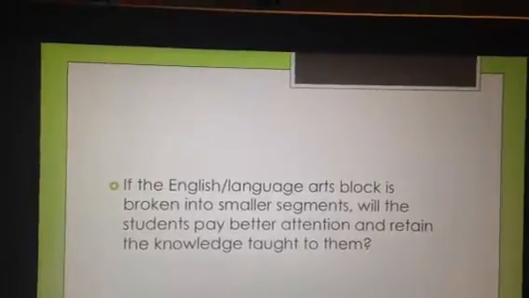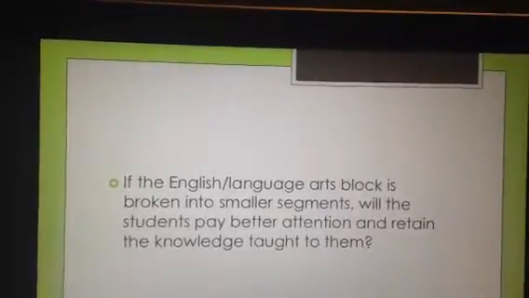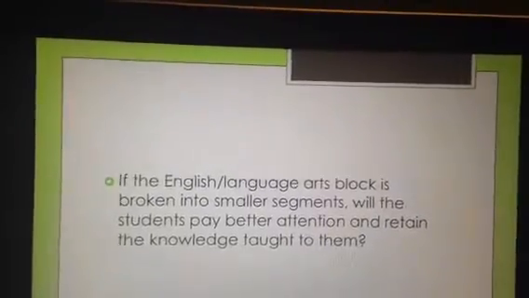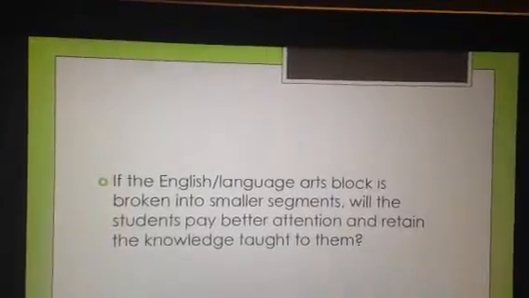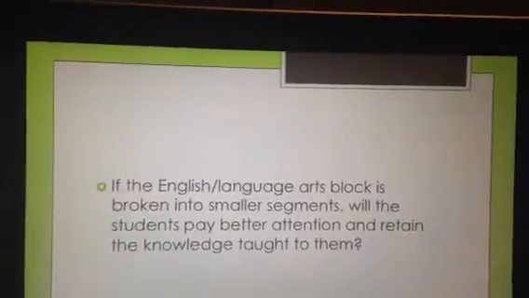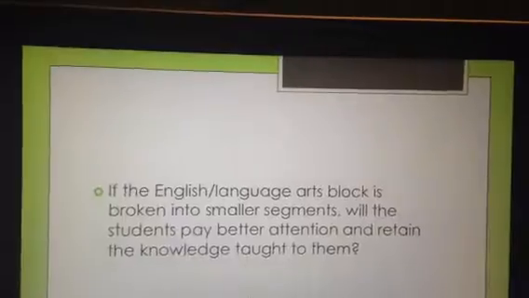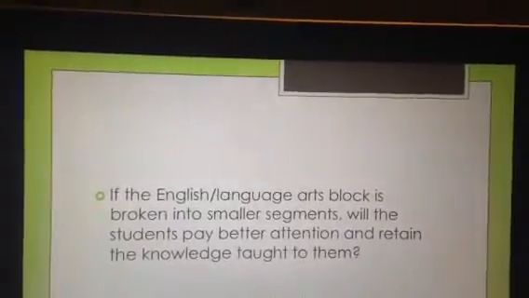Pre- and post-tests will be used to collect and analyze data about the correlation between breaking the ELA block into smaller segments and students paying attention and retaining the knowledge they are taught. The researcher will begin research by collecting pre- and post-tests from students in the class. This type of research is considered quantitative.